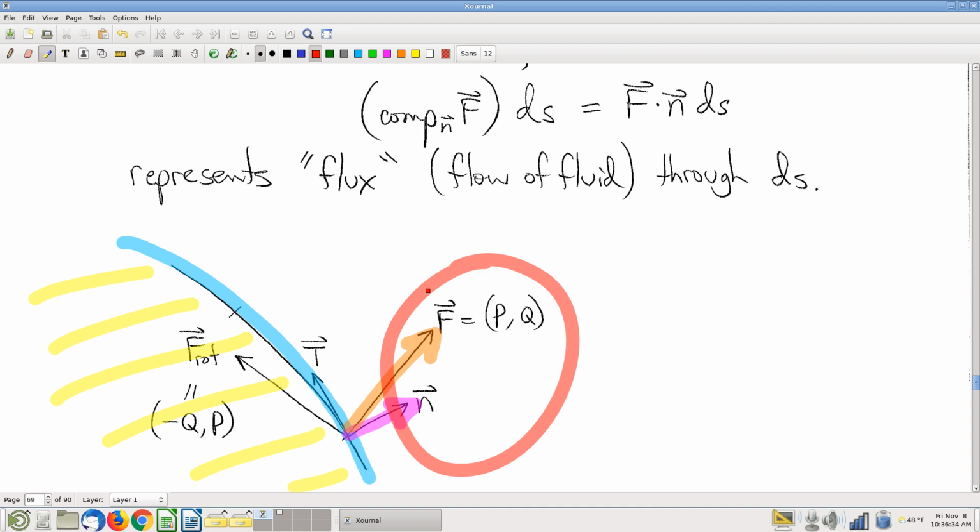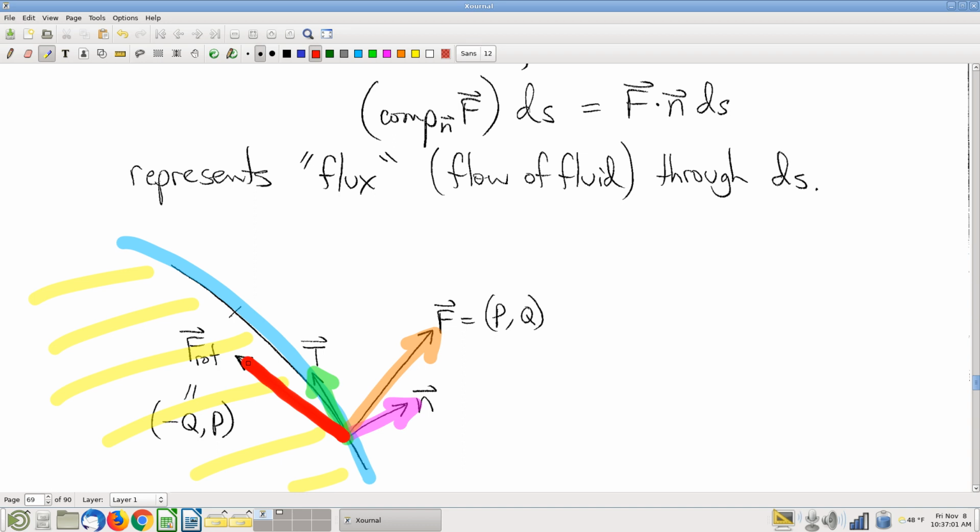If you were to just take this picture and rotate the whole picture 90 degrees counterclockwise, let's just say, notice that your unit vector perpendicular to the curve becomes a unit vector parallel to the curve. It becomes our unit tangent vector t. If you take that orange vector and rotate it counterclockwise, you get something different.